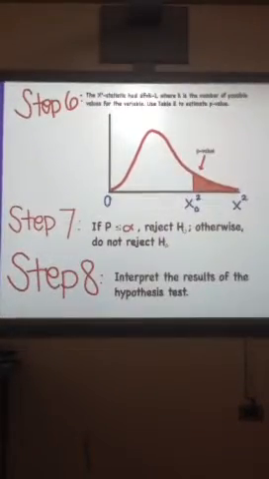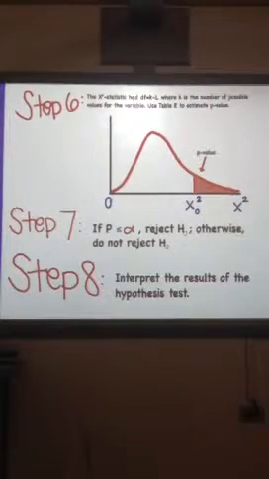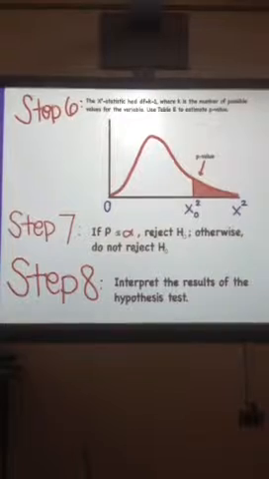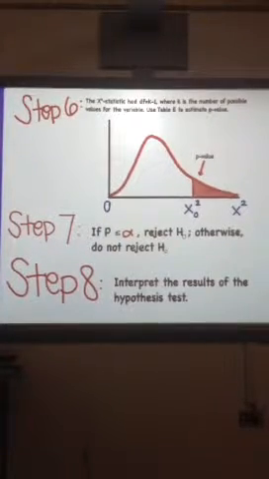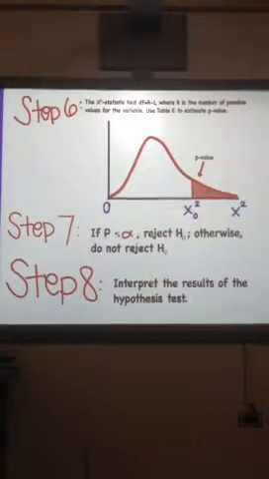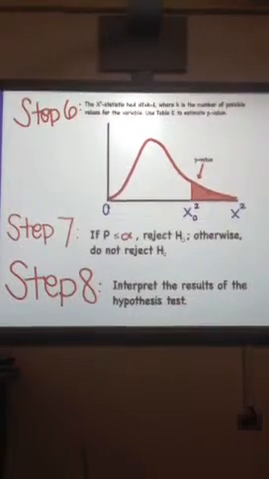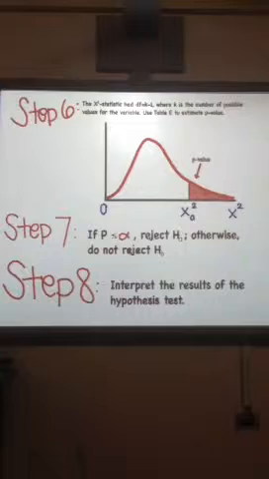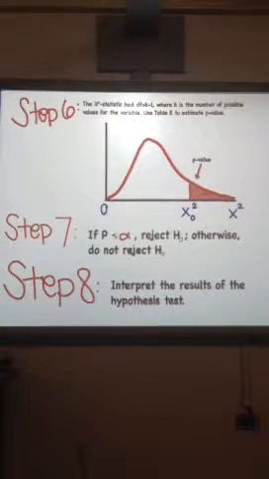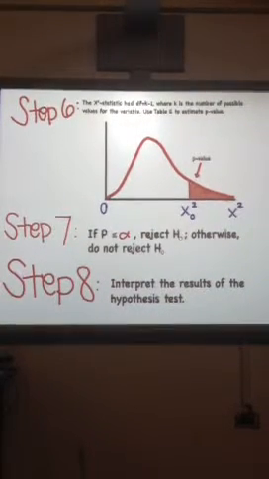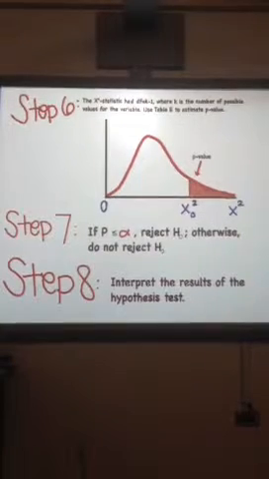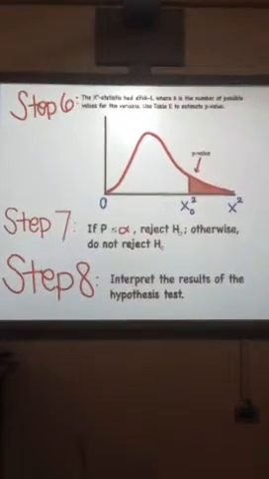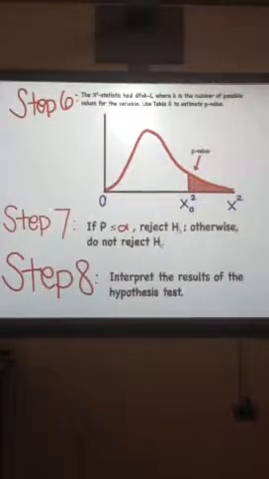Step 6. The chi-squared statistic has degrees of freedom equals k minus 1, where k is the number of possible values for the variable. Use Table E to estimate the p-value. Step 7. If p is less than or equal to alpha, reject H0. Otherwise, do not reject H0. Step 8. Interpret the results of the hypothesis test.